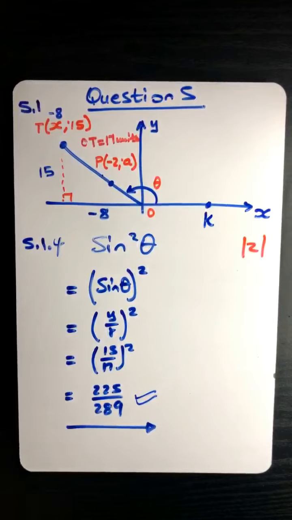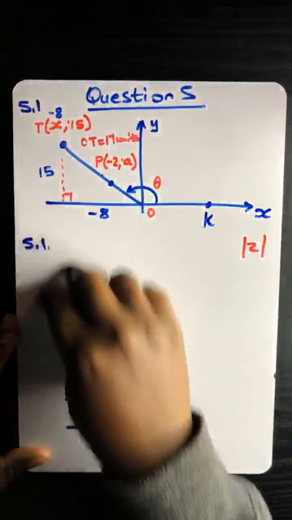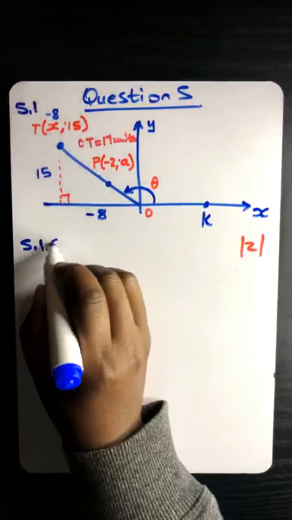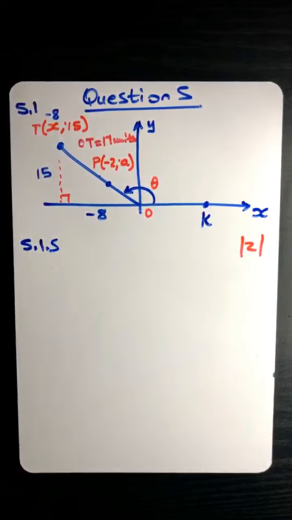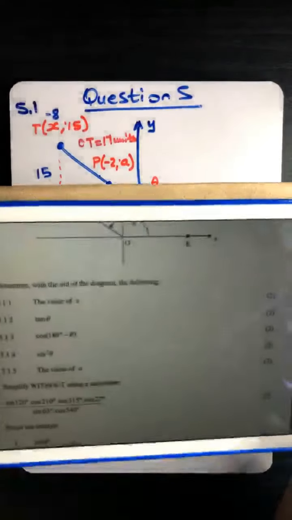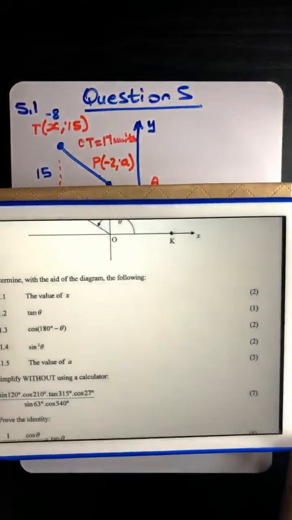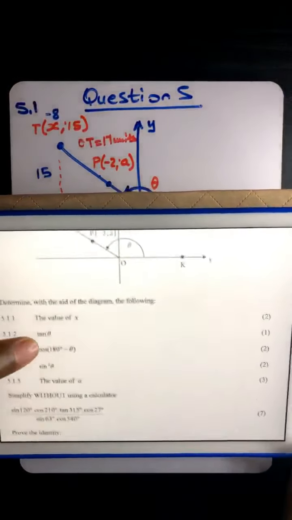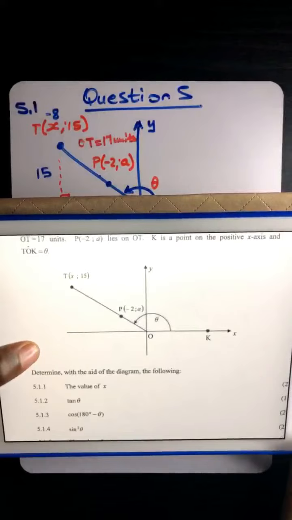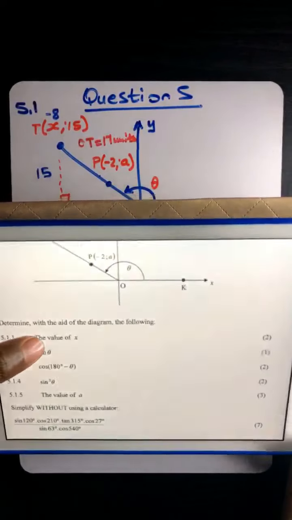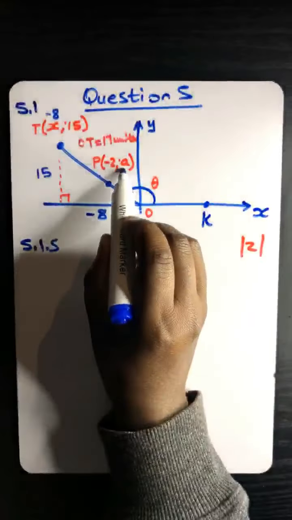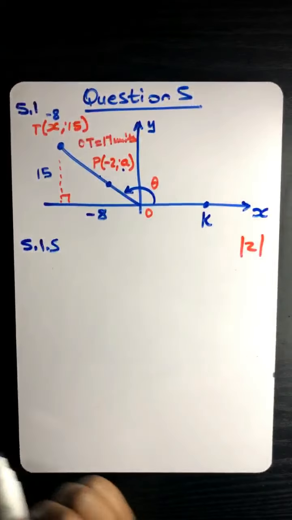Okay, 100%. So now let's move to 5.1.5. Let's see what we are having there. Can you see, the examiner says determine the value of alpha. Otherwise, if it's A, you can just regard it as A. It doesn't really matter that much, as long as we know that is the value we're looking for.